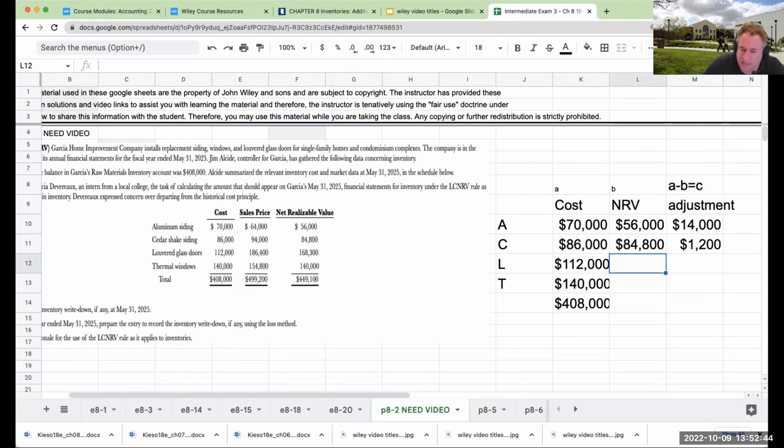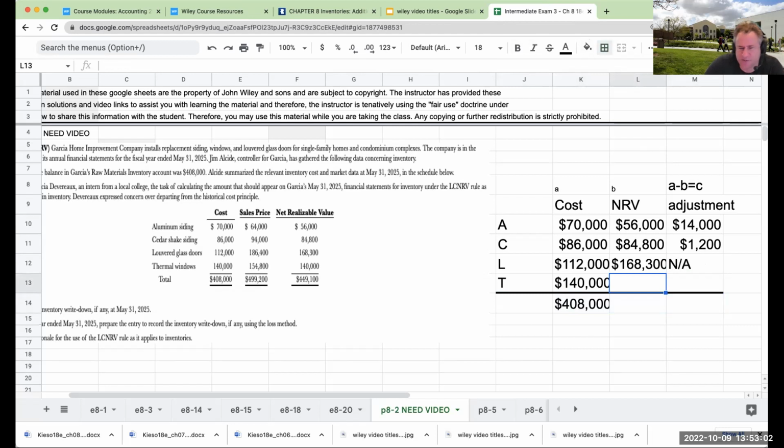For the louvered glass doors, my net realizable value is 168,300. Now, I'm already showing this at cost on my books. The cost is showing over here at 408,000. So I don't need to do anything here. No adjustment required.